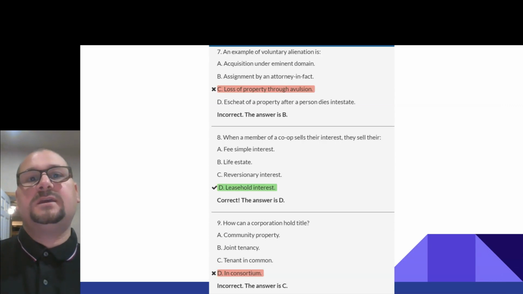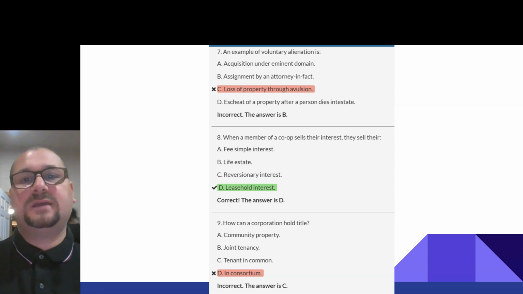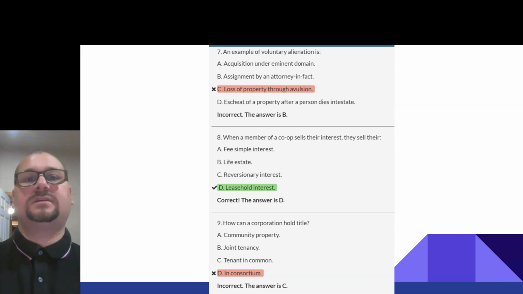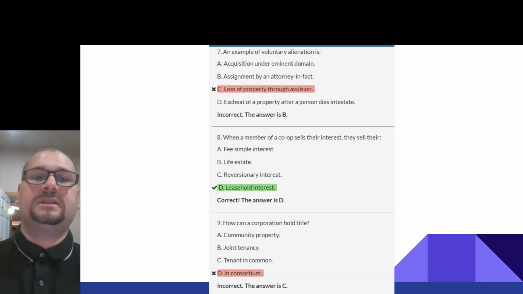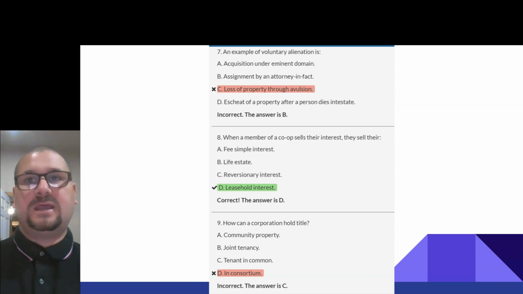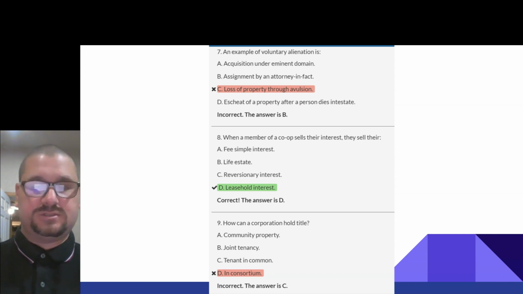Number 7, an example of voluntary alienation is what? Bravo, an assignment by an attorney in fact. So voluntary alienation is an assignment by an attorney in fact. So you're volunteering for this assignment by attorney in fact. The attorney in fact is going to act on your behalf, and it's going to assign that.